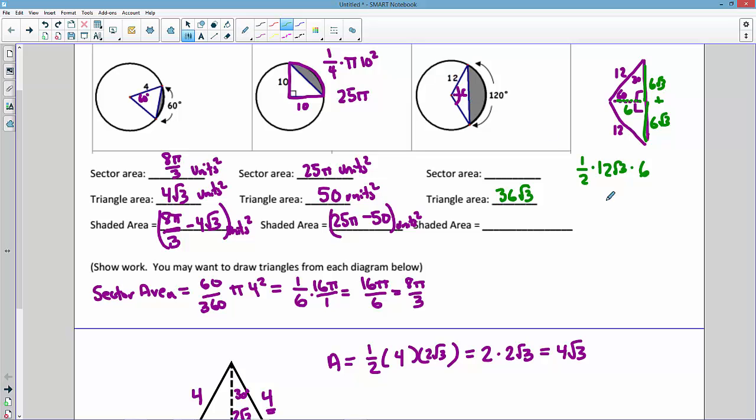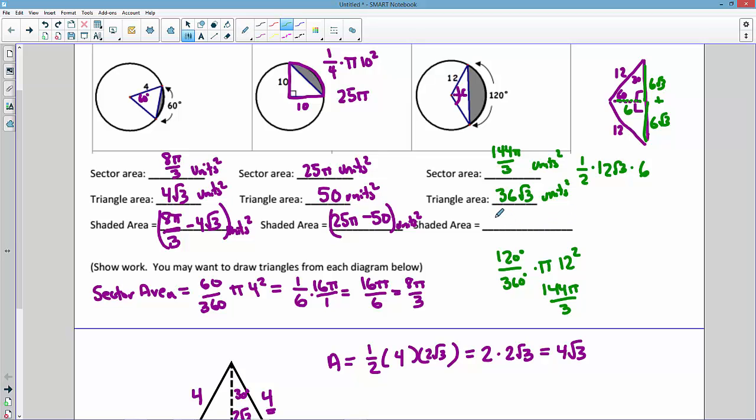The sector area is a 120-degree sector, so it's going to be a 120-degree central angle. So the sector is going to be 120 over 360, which is 1/3, times pi r squared. Okay, so basically we get 1/3 of 144. And I don't think that reduces. I could be wrong, but I don't think so. So that's it. That's the sector area, 144 pi over 3. And these are both units squared, because no units were given.